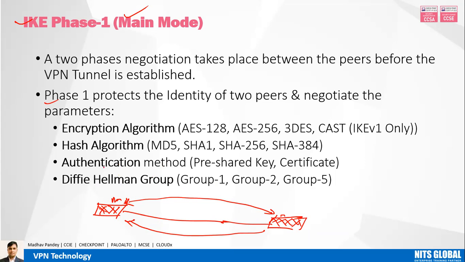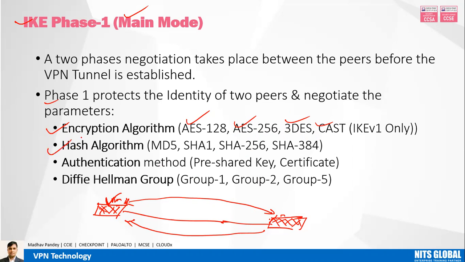So which are those parameters? The very first one is the encryption algorithm. The algorithm this firewall is going to use to encrypt data is sent to the other. There are so many encryption algorithms, like AES-128, AES-256, 3DES, CAST, and many others. These are all different algorithms to encrypt data. Which one you are using, these two peers negotiate.